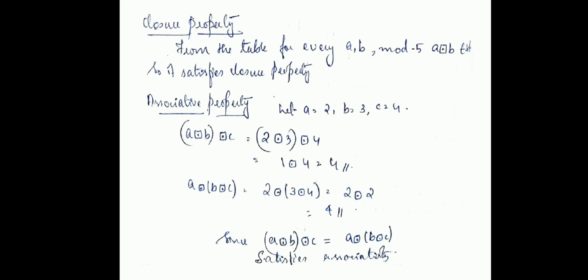Similarly, 2 operated on (3 operated on 4): 3 into 4 is 12, 12 minus 5 is 7, 7 minus 5 is 2. So 2 operated on 2 is 4. So you can find that these two are equal. Then it is satisfying the associativity property.